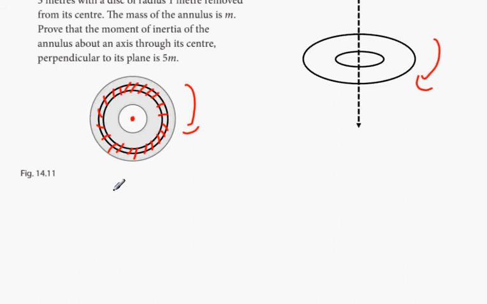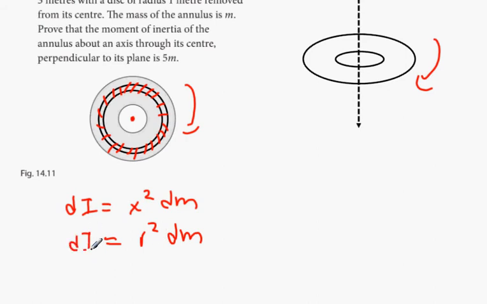So we're going to start off, as I said, by writing down this formula. Now, it can be x squared dm, it can be r squared dm. The main thing is, it's some unit of length squared times dm.